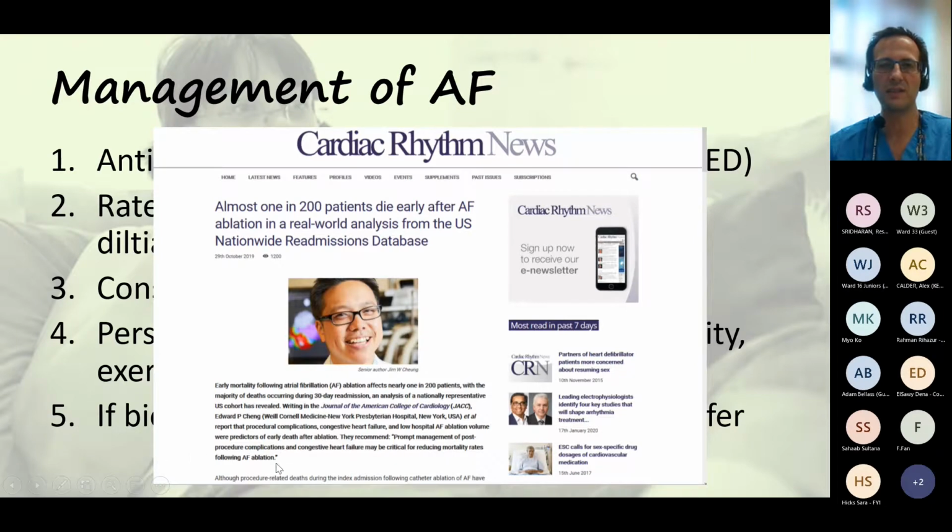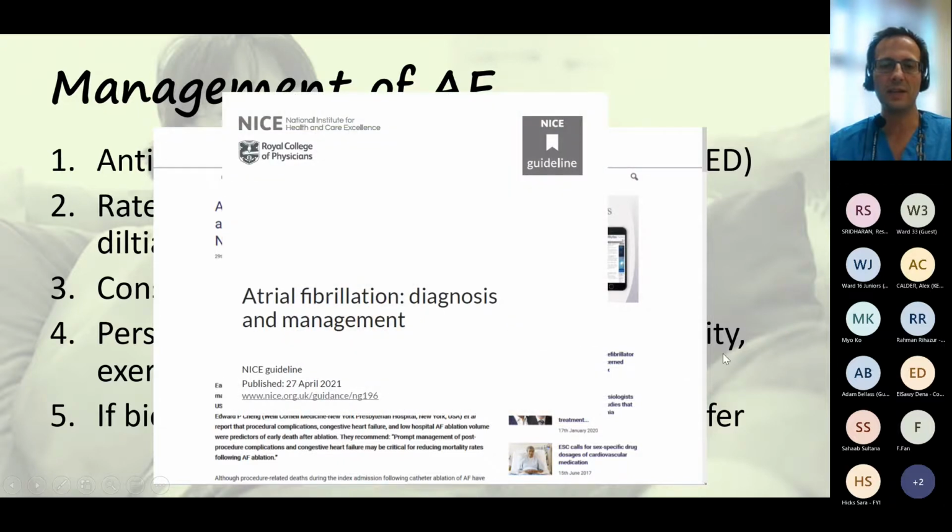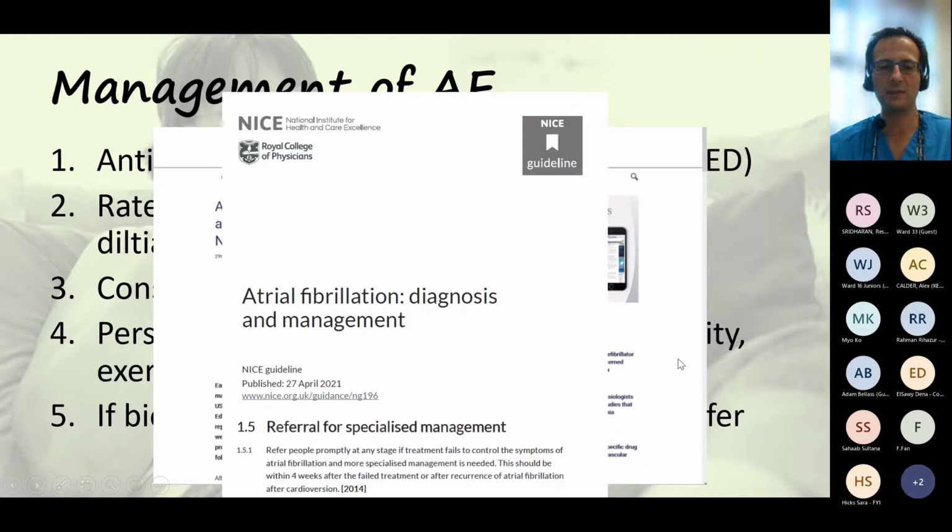So while they are fantastically beneficial and important for symptomatic patients who really don't get on with their atrial fibrillation, they're not something that should be done just because we can do it and it doesn't cost the patient any money. And this is based on obviously the latest NICE guidance, which is very much in line with what I've just said. So referral for specialist management, you should only need to do it if you're failing to control symptoms.